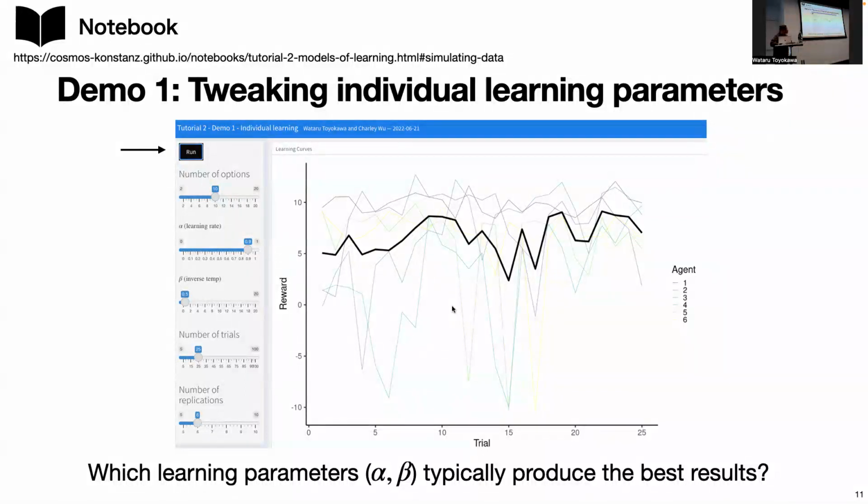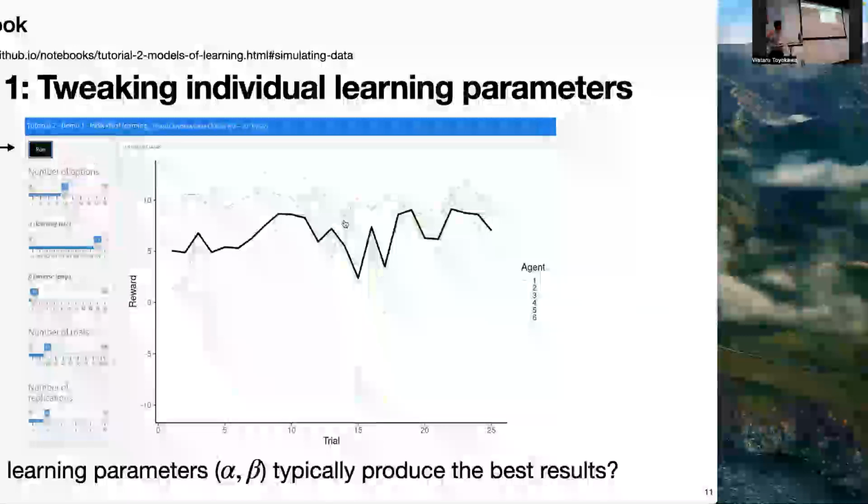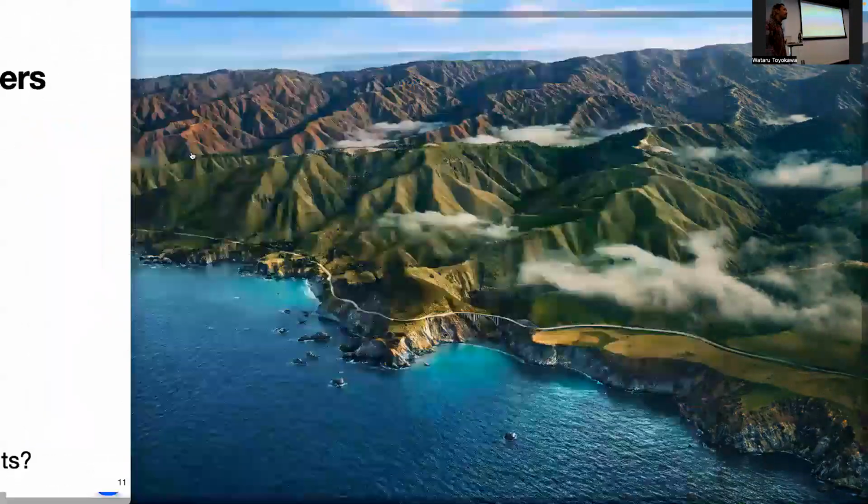These are the links. Yeah, I got it. It's already up. Okay, so it's tutorial 1, just below simulating data, and we have tweaking the visual learning parameters. It won't display anything until you press run.